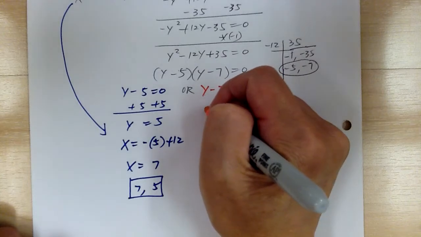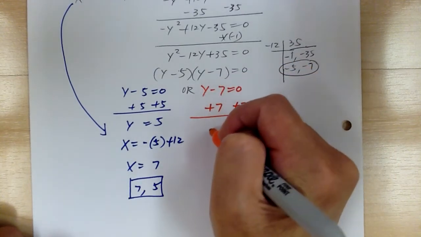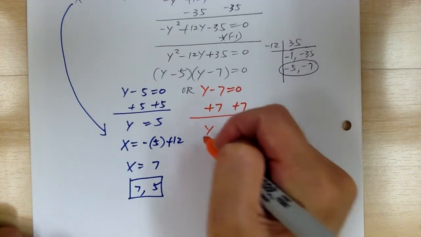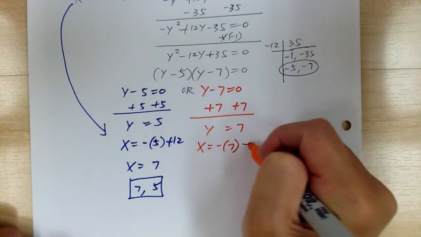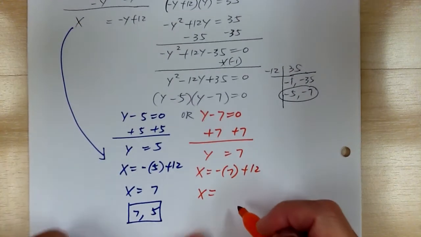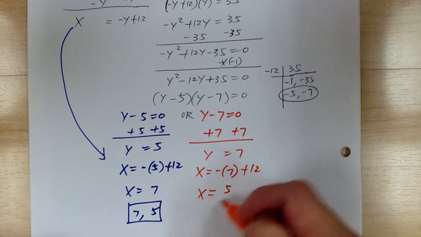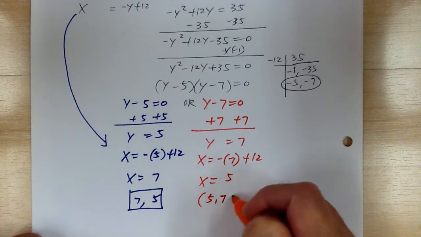So this one you plus 7 on both sides. So you're going to get y equal to 7. Then you substitute. So x equal to negative 7 plus 12, again, using this equation over here. So you're going to get x equal to 5. So from here, you're going to get (5, 7).